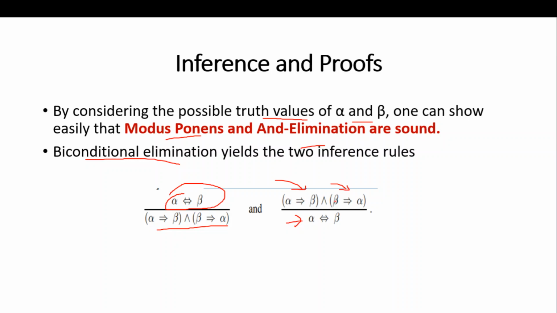Alpha implies beta and beta implies alpha means alpha is bidirectionally connected to beta. Similarly, if alpha is bidirectionally connected to beta, then this is also true: alpha implies beta and beta implies alpha. Right?